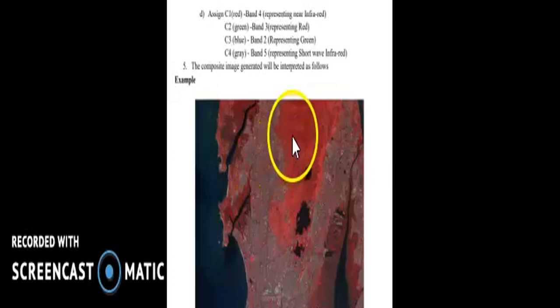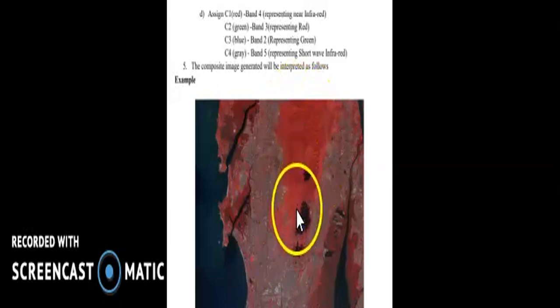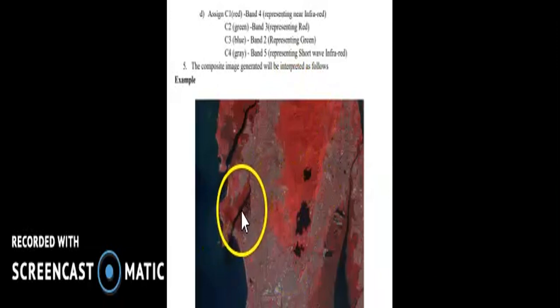So if you can see here, whatever is red in color is basically your vegetal cover. Now if you look at this, something which is near the water body is looking deep red in color, which means the moisture content in these areas is huge.